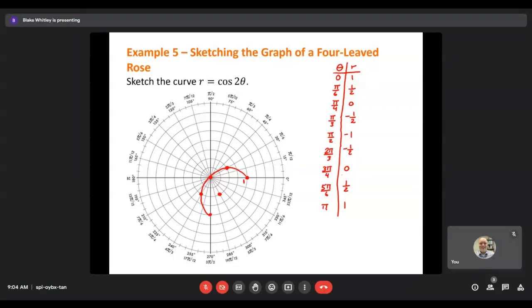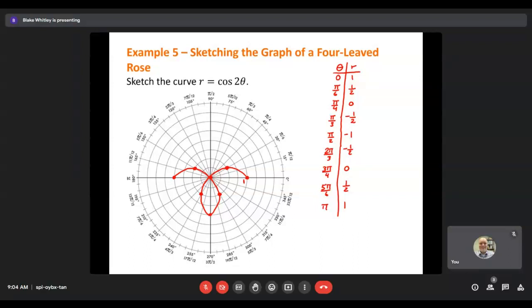Then we have 3 pi over 4, 0. Again, anytime you hit 0, that's going to be at the origin. 5 pi over 6, 1/2. Now we're back to a positive value. That's going to be right here. And then pi, 1. Remember, our radius of 1 was out here. So we're going to get this. So again, go ahead and connect these in order. It's going to come up here like this. So far, that's what we've got.